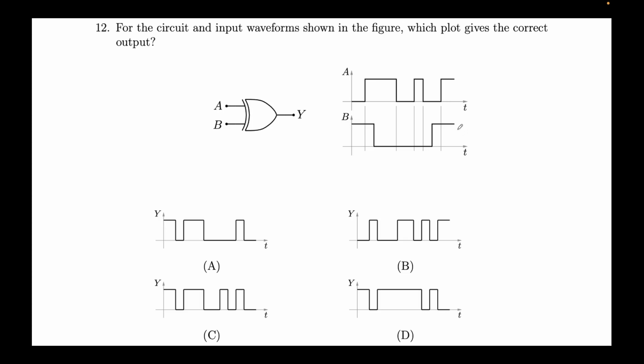This is a good illustration of that. The problem says: for the circuit, an input waveform is shown in the figure. So input waveforms, you see waveforms plural, there are two inputs, and this is what we know as an XOR gate. We'll talk a bit about this. Which plot gives the correct output? So we have to find the output Y for the two input XOR gate.